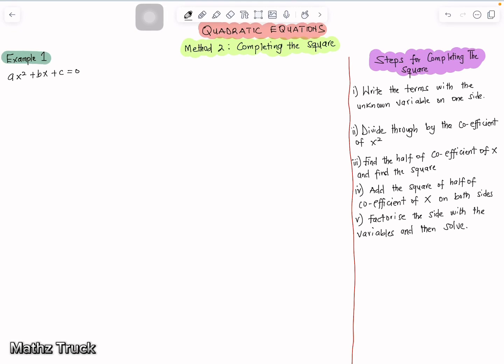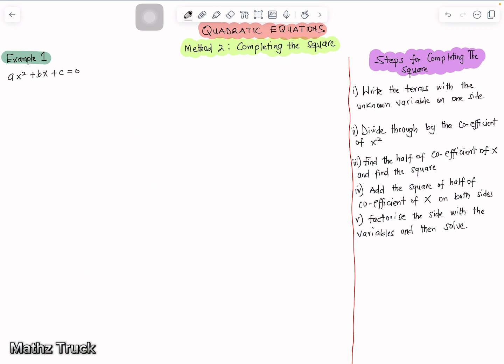Now we are continuing with the quadratic equations, and the method 2 we are considering after we first did the first video on factorization method. Today's method is completing the square. We can use the completing the square method to solve any quadratic equations given. We have the steps given on the right side that you can read and follow verbatim.